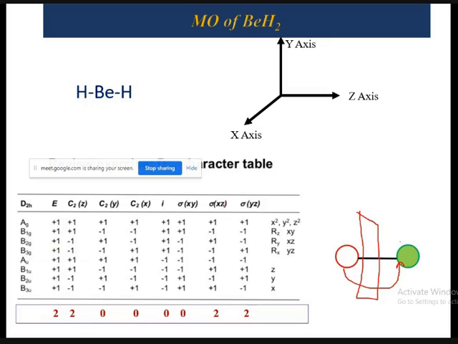Whereas in case of xz and yz, always remember they are not going to be changed. That's why the contribution is 2. So you have reduced the molecule with respect to the atom. So here the basis set you have preferred is the atom, and you have reduced your whole point group.